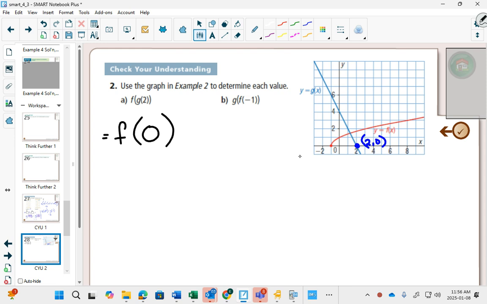Now I have f of 0. If I plug 0 into my f graph, I have my red graph. What do I get? It's right here, right? 0, 1. I would get 1.